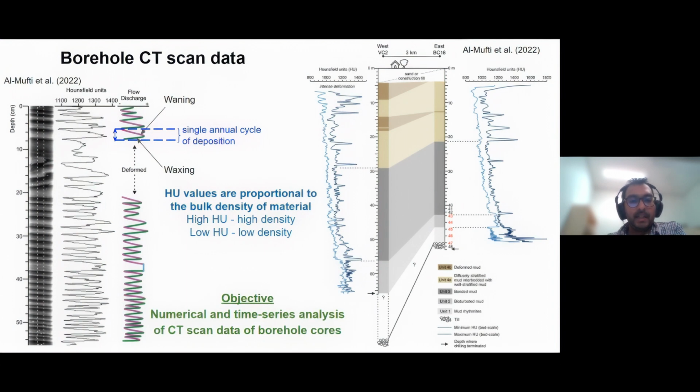We tried to exploit this fact to obtain a relative time series of these HU profiles, or Hounsfield unit profiles, and to do power spectral analysis to identify if there are any repeating or periodic patterns in the thicknesses of these beds, which we call bed thicknesses, or the HU values, which may also represent the thicknesses of the units.